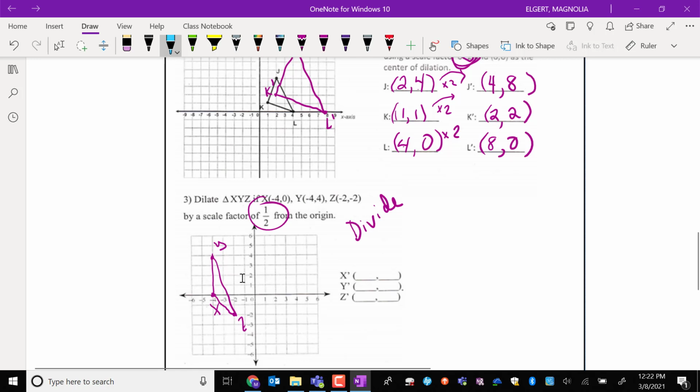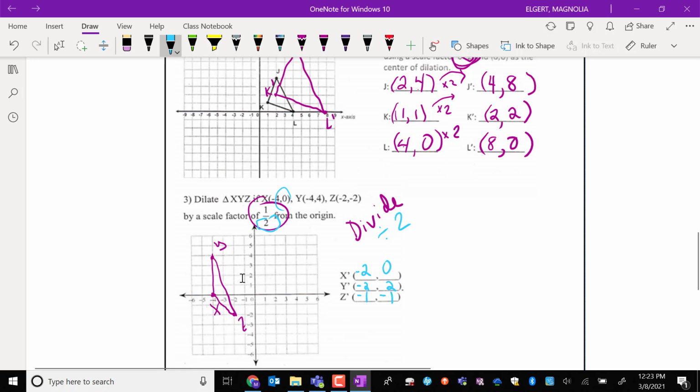Now they want us to find half. So 1/2 means that we are going to divide by 2. So you can start here. Negative 4 divided by 2 is negative 2. And 0 divided by 2 is 0. And we can do y. Negative 4 divided by 2 is negative 2. 4 divided by 2 is positive 2. So we've done y prime. Now z prime, negative 2 divided by 2 is negative 1. And negative 2 divided by 2 is also negative 1.